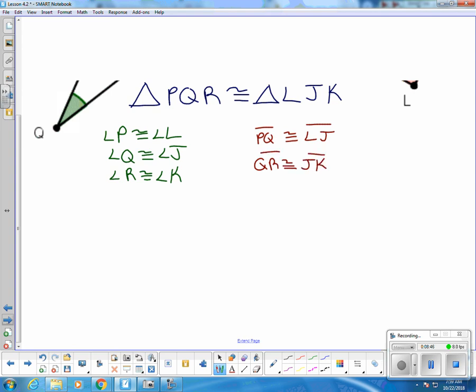Good. One more, Clay. It has to be 2 letters. So we did PQ and QR. How about PR? What is it congruent to? Very good. So everyone understands you can kind of just match up the letters. All right. Very, very good.